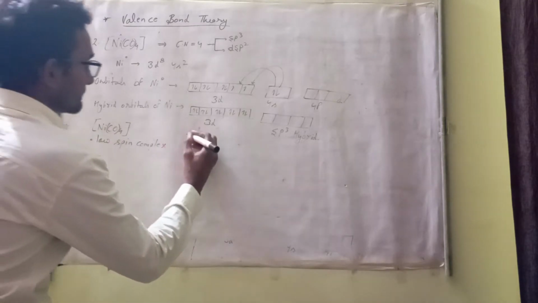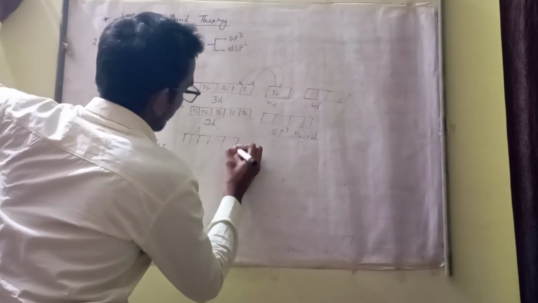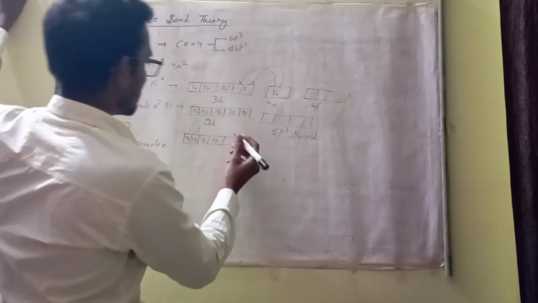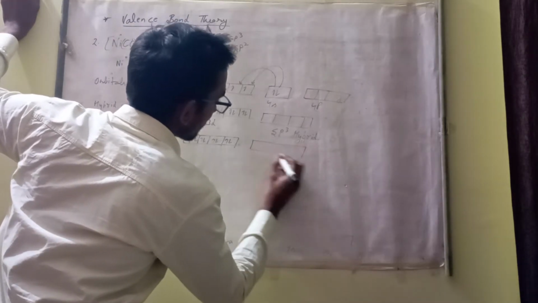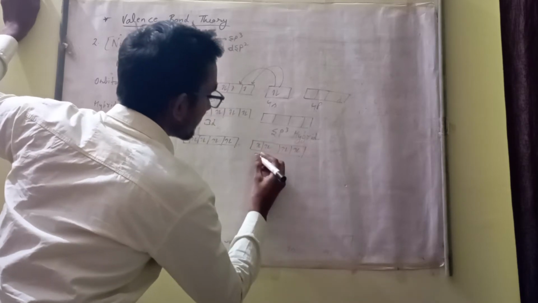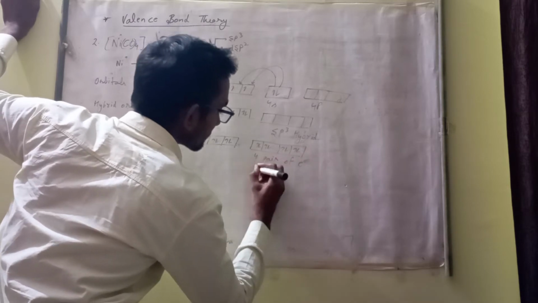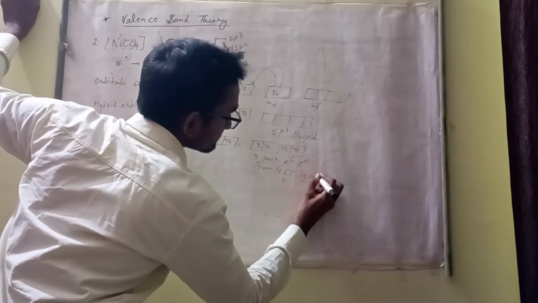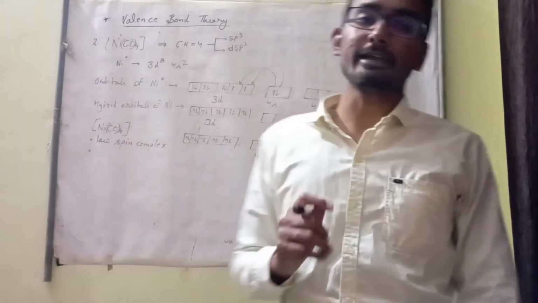Low spin complex means it can accept 4 pairs of electrons, 1 2 3 4 5 6 7 8, from 4 CO ligands. Okay, the hybrid orbitals accept 4 pairs of electrons from 4 CO ligands.